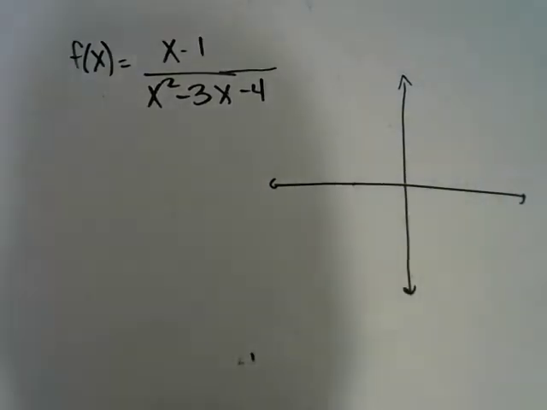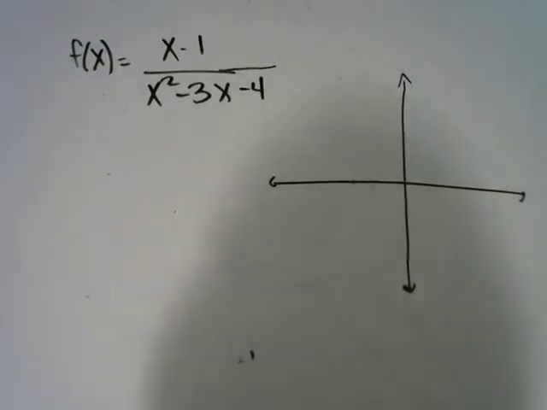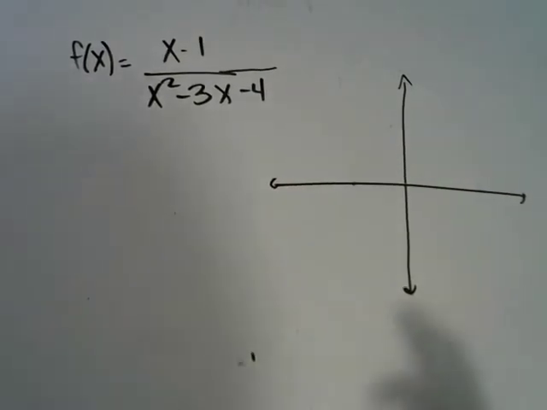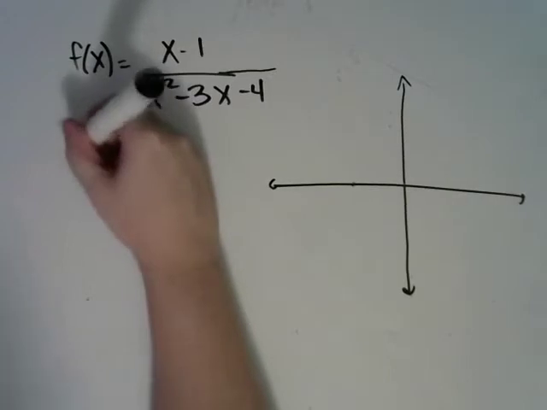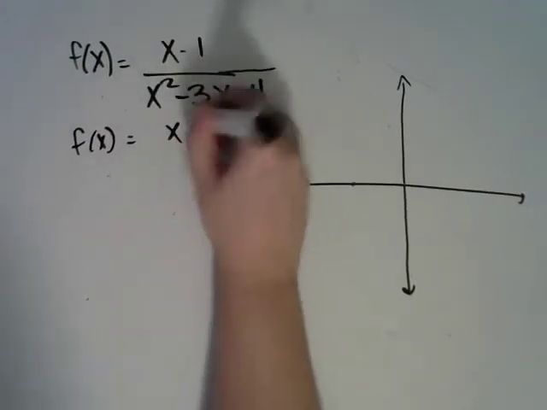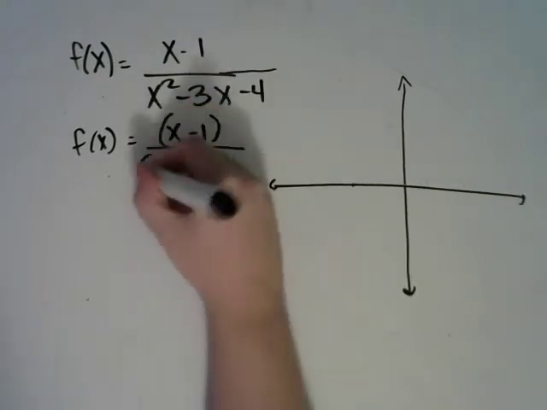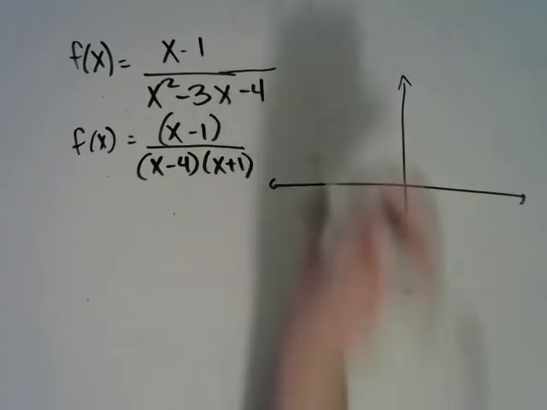So for each example, you'll see in the notes there are a series of steps that we need to go through to find all of the key information. And there is a lot of key information in a rational function. In order to find this, we need to start with step 1, which is always to factor the numerator and denominator. Now the numerator doesn't need to be factored, it's already a binomial, but the denominator can be rewritten as x minus 4 and x plus 1.